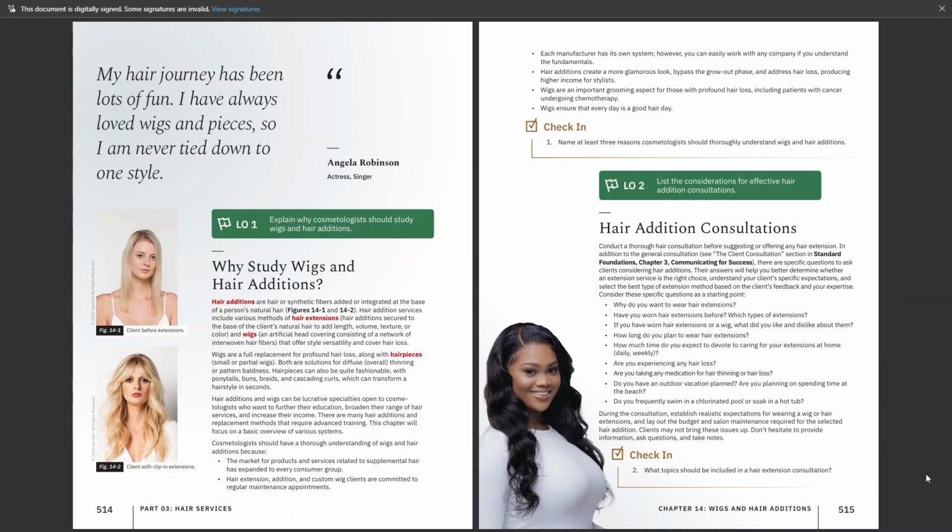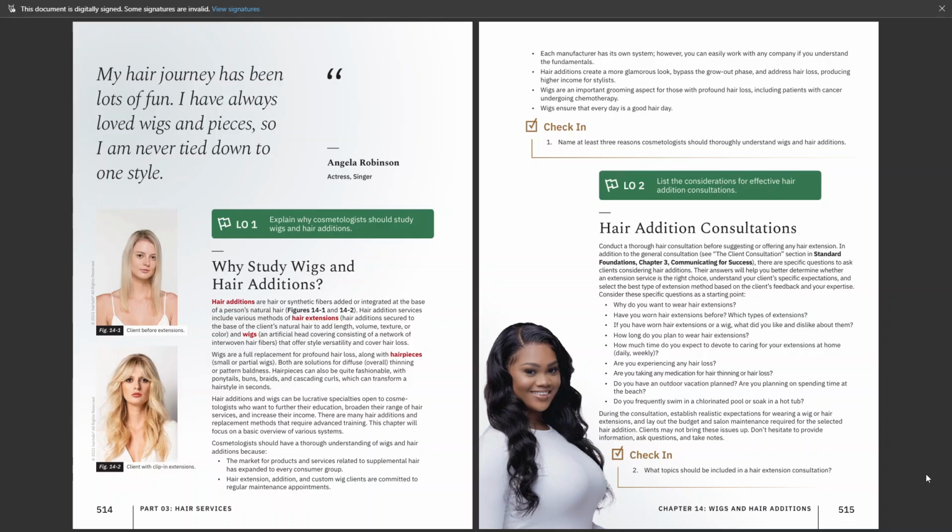Hair additions and wigs can be lucrative specialties, open to cosmetologists who want to further their education, broaden their range of hair services, and increase their income. There are many hair additions and replacement methods that require advanced training. This chapter will focus on a basic overview of various systems.